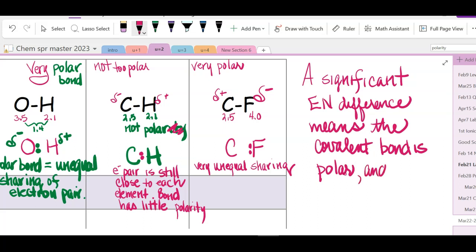And the electron pair is not shared equally. Remember, I'm talking about these two guys that are in a covalent bond. They are not shared equally.